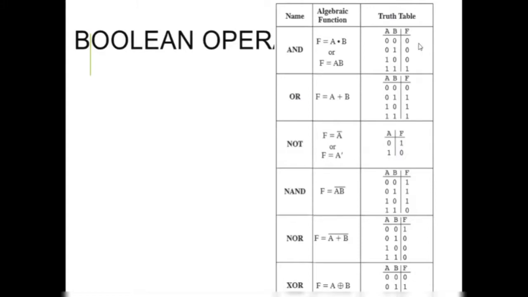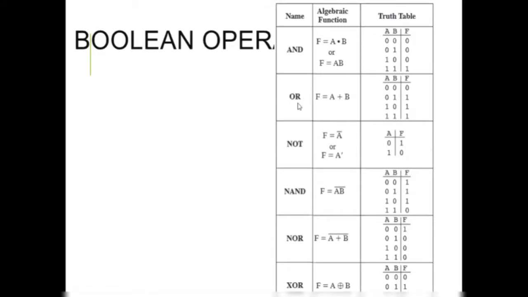0 AND 0 is 0, 0 AND 1 is again 0, and 1 AND 1 only is 1. This is true only if both of these variables are true. A AND B is true only if A is true and B is true.